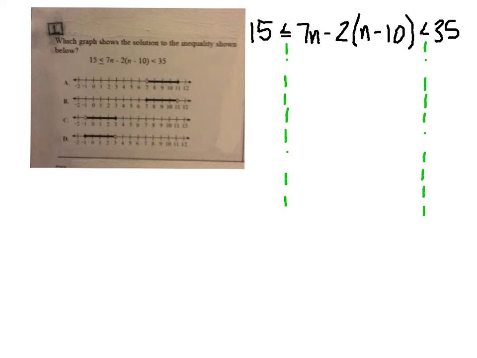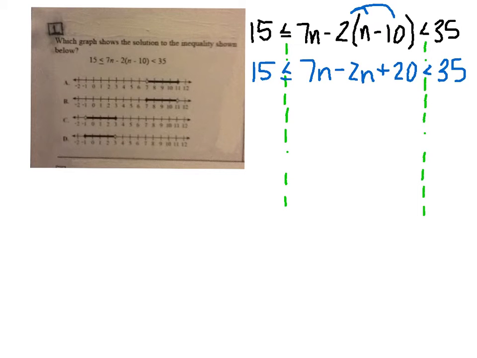So I'm going to go ahead and get started by getting rid of this set of parentheses. I'm going to go ahead and distribute. So when I distribute, I get the same thing over here. 15 less than or equal to 7n, and I get minus 2n plus 20. It's plus because you have negative 2 times negative 10, and that's going to be less than 35. I'm also going to combine my like terms. I have two like terms right next to each other here, so I end up with 15 less than or equal to 5n plus 20 is less than 35.